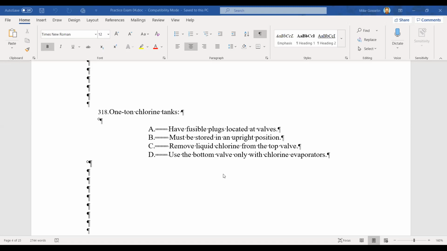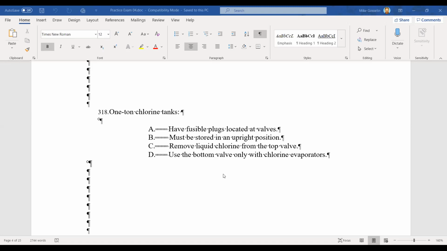Okay, so if you remember when we talked about chlorine tonners, they have 2 valves. They're typically on rollers, so you can rotate these tonners if you need to. You want to draw liquid chlorine off the bottom and not the gaseous chlorine off the top.